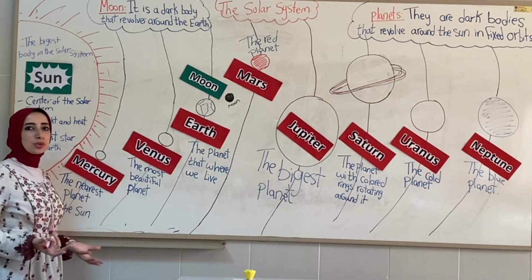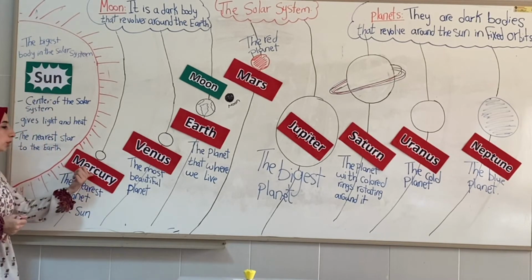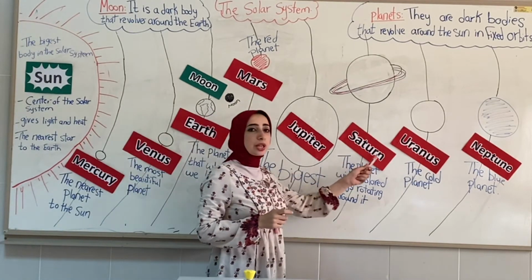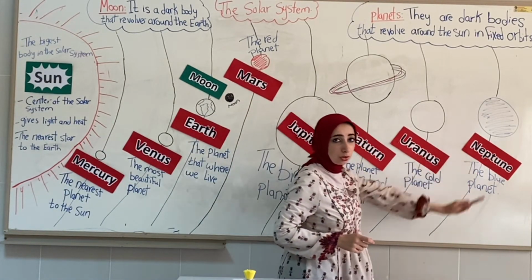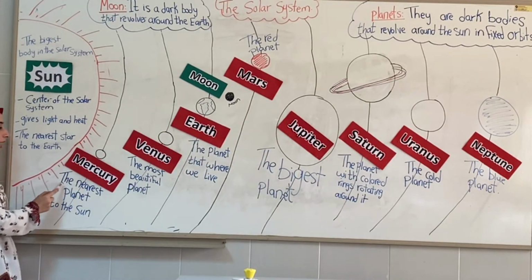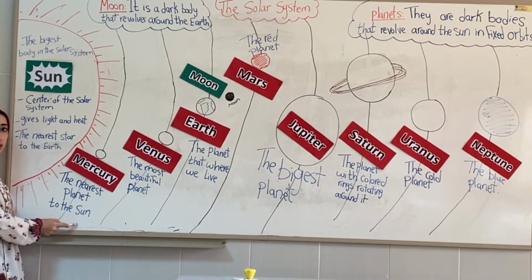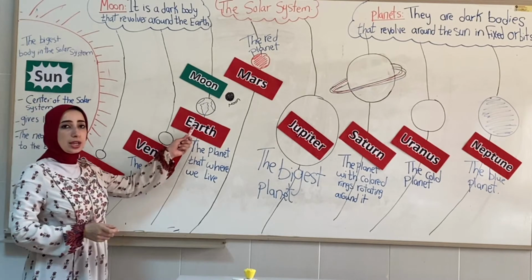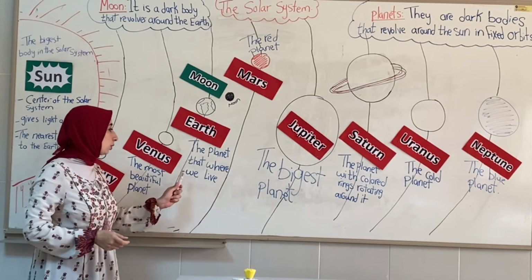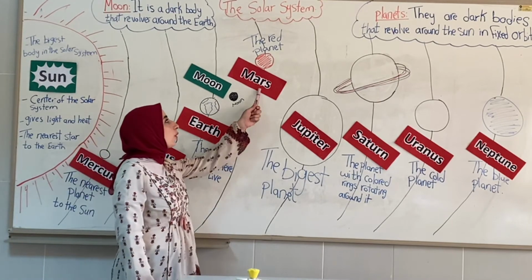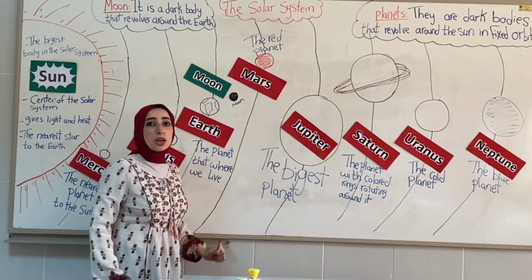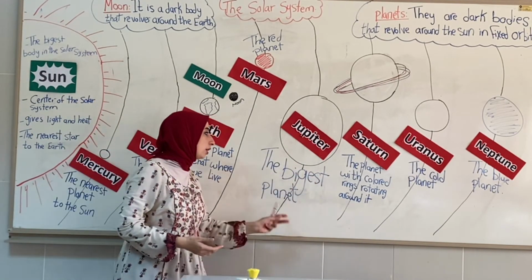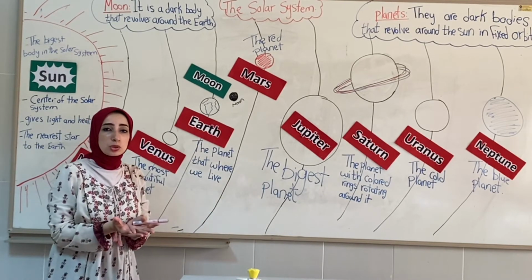So what are the names of the 8 planets? Number 1, Mercury, Venus, Earth, Mars, Jupiter, Saturn, Uranus, Neptune. Okay? Now again, Mercury is the nearest planet to the Sun. Venus is the most beautiful planet. Earth, as we all know, is the planet where we live. Number 4, Mars is the red planet. After that, Jupiter, the biggest planet.